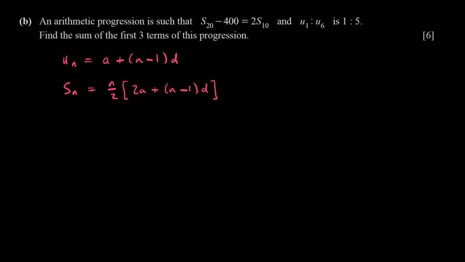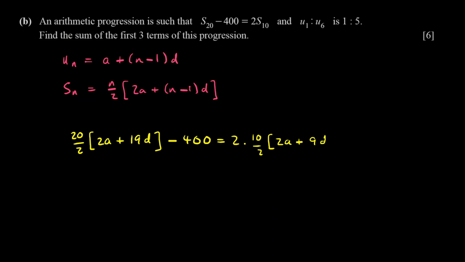Well, let's just write this out. We've got to write out what S20 is. And S20 is going to be 20 upon 2, bracket 2a plus 20 minus 1, which is 19, times by d. So that's minus 400 is equal to 2 times by S10. And what's S10? Well, it's again, we're going to be using this summation formula, but in this case where n is equal to 10. So we're going to get 10 upon 2 bracket 2a plus 10 minus 1, which is 9, times by d.